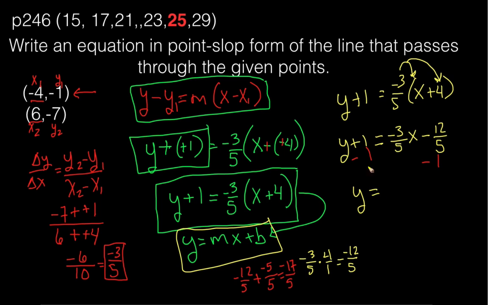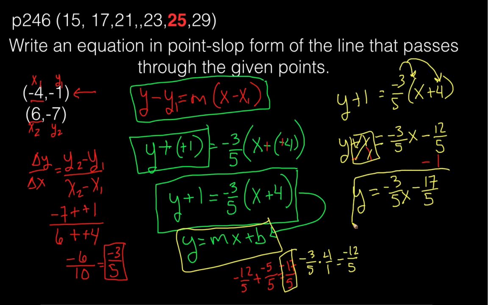Y equals, because I got rid of my 1 over here, right? Got rid of that. Y equals negative 3/5 x minus 17 over 5. Okay, so now it's in my y equals mx plus b. So it's the same thing. I can go back and forth and convert it from one to another.